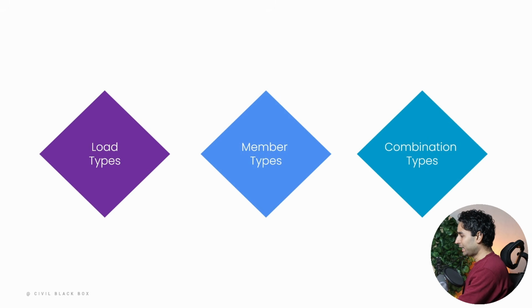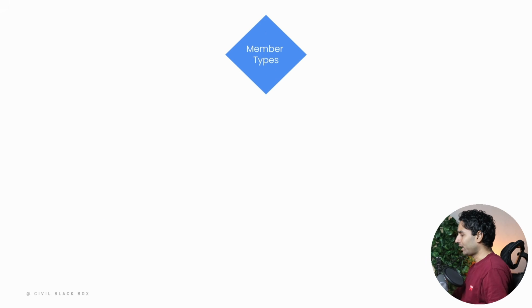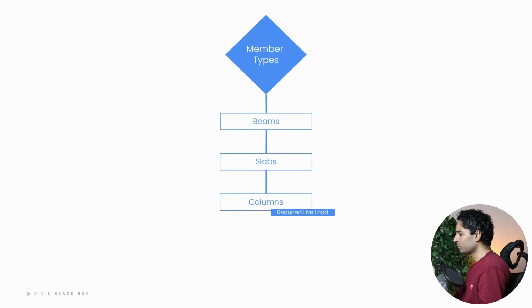Let's talk about member types as well. So when we are understanding member types, there are basically 4 types of members which we design in any of the softwares. We design beams, we design slabs, we design columns. Now, when it comes to columns, we have seen that the live load reduction has to be done. So that will come under the criteria of reduced live load. We also have to design foundations, again, which comes with a criteria of reduced live load attached to it.